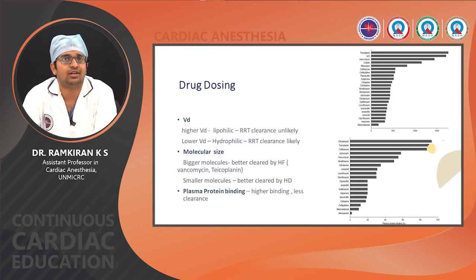So now coming to drug dosing. The various drugs which we use have to be dosed, because some drugs are cleared very well by the filter and some are not. So we have to know what the factors affecting it are. One is the volume of distribution. For example, if there is a higher volume of distribution, the drug is lipophilic, so RRT clearance is unlikely. With a lower volume of distribution, it is hydrophilic, so RRT clearance would be likely.